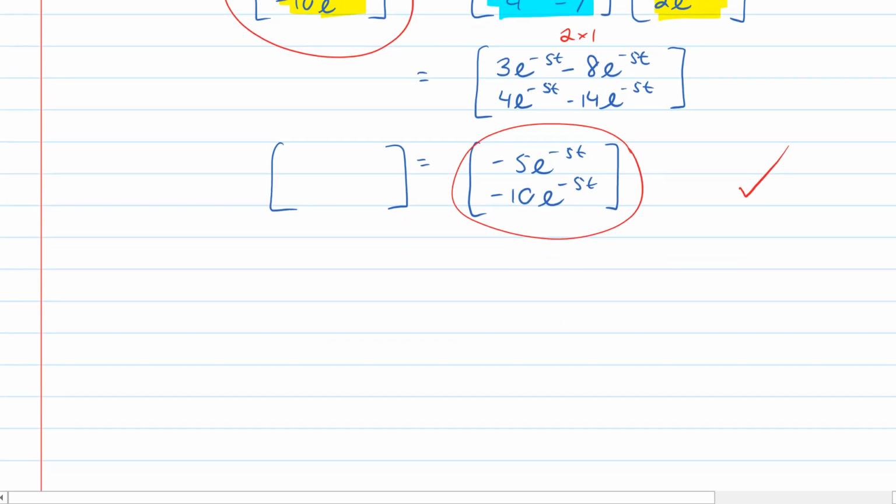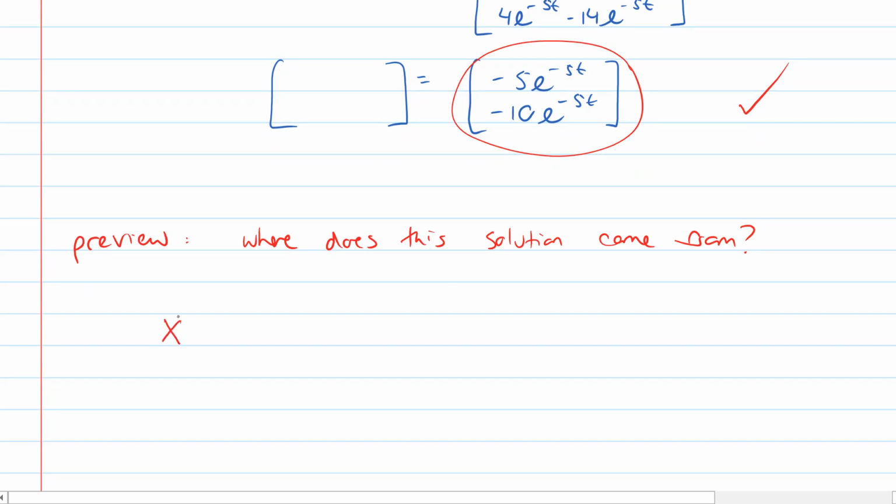Now, a good question to ask is, how do we actually get the solution? We're going to be working on that in our next section, but I just wanted to do a little preview here, which is, where does the solution come from? We have that x is equal to 1, 2, times e to the negative 5t. We also had that A is equal to the matrix 3, negative 4, 4, and negative 7.